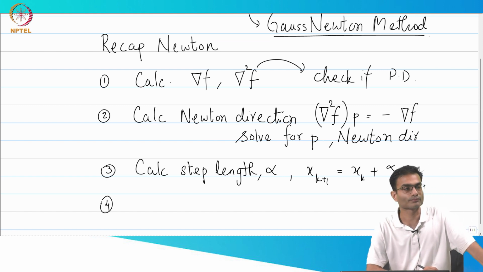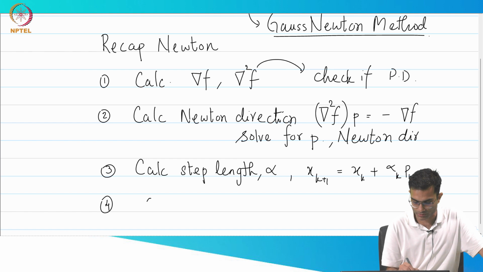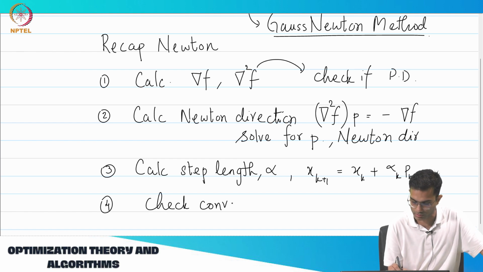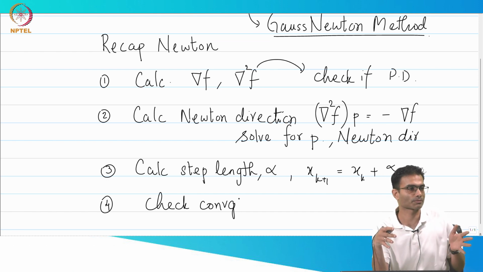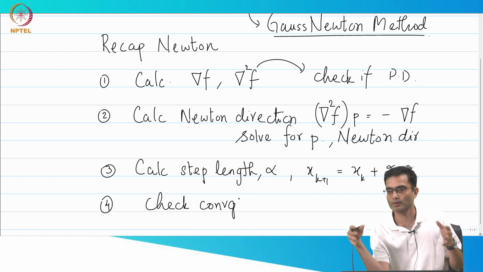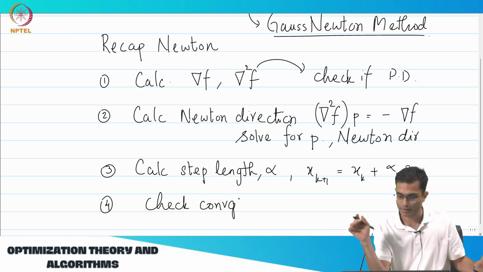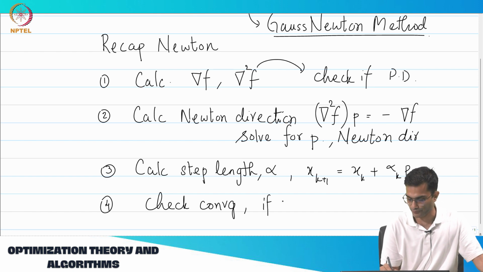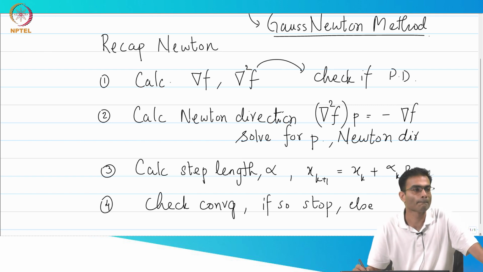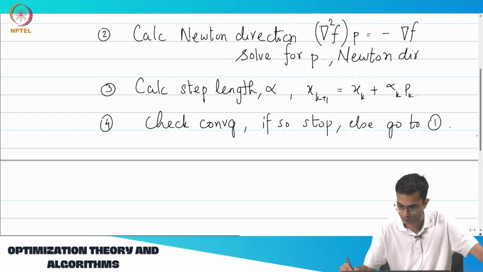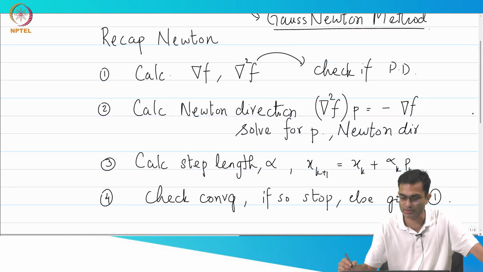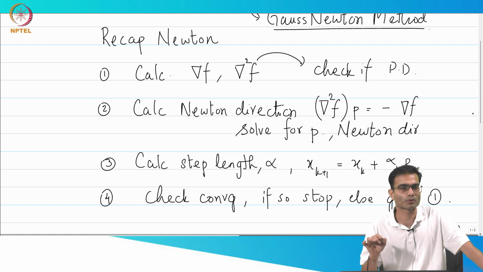What do I need to check now? Check for convergence, right? I'm leaving it general. This convergence could be that you've exhausted your maximum number of iterations, or the norm of grad f is very low, whatever. And so if so, stop. Else I go back to which step? Step 1, right? Else go to 1. This is a recap of the Newton method in general.